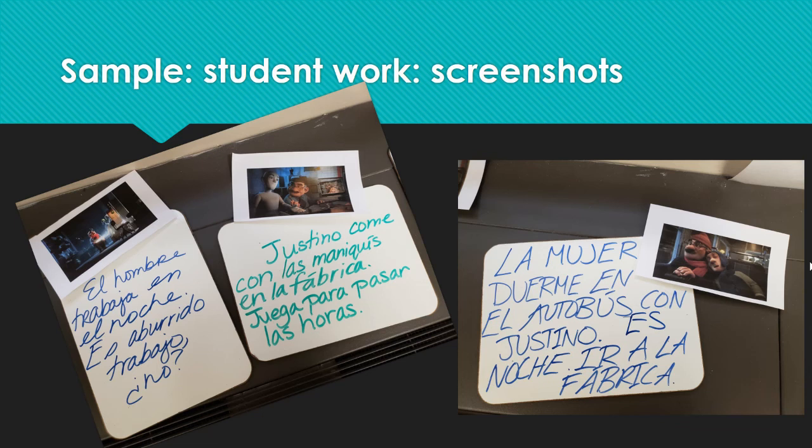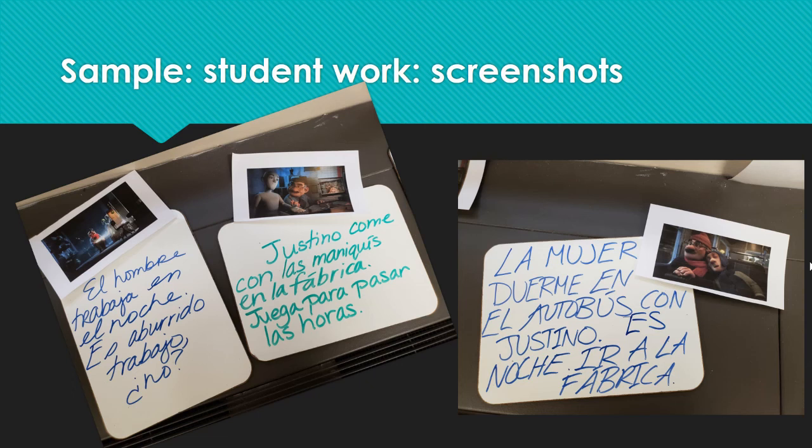So as you can see here, there's 3 samples on the left. It says the man works at night. It's boring work. And again, word order is a little off, but it gets the point across. Great proficiency. In the middle in the green, Justino eats with the mannequins in the factory. He plays to spend the time or to pass the hours. And on the right, the woman on the bus sleeps on Justino. It's night. And then to go to the factory. So again, all 3 proficient, get their point across, and kind of just very general directions for me.